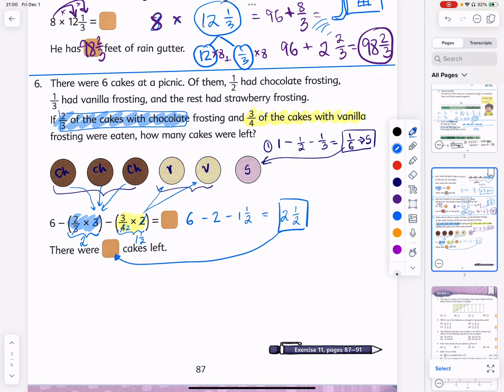I hope you found this lesson useful. This is how we solve word problems. We use drawings, we use bar models, we use simple sketches to understand fractions and their parts.